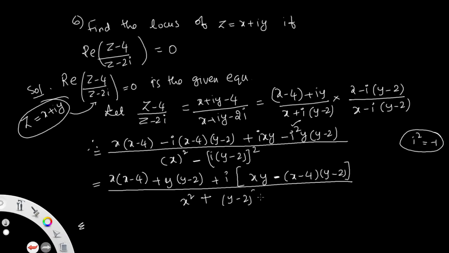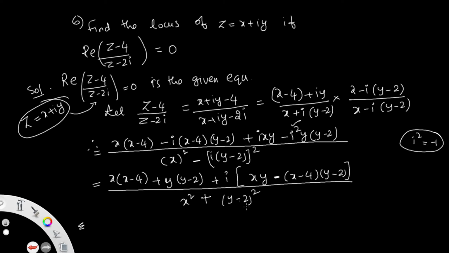First take the real parts. X into (x minus 4) is a real part, and here i square is there, and i square means minus 1. So this is without i, meaning the real part: x into (x minus 4) plus y into (y minus 2) is the real part. In the other two terms i is there, so this is the imaginary part, that is i into (xy minus (x minus 4) into (y minus 2)) by x square. I into (y minus 2) whole square means i square, which means positive, so plus before minus is there. So (y minus 2) whole square.